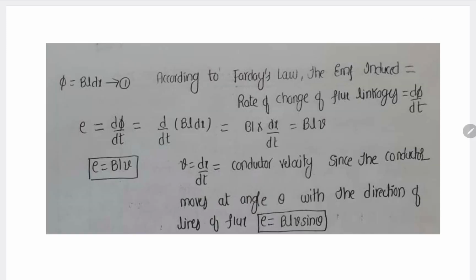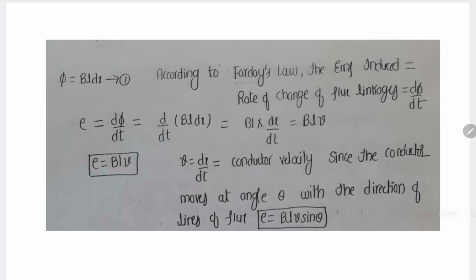Dynamically induced EMF means the conductor is rotating and the flux is stationary, or the flux is rotating and the conductor is stationary. Then we'll get the EMF. That EMF is E equal to BLV sin theta, and this V is nothing but the velocity at which the conductor is rotating.